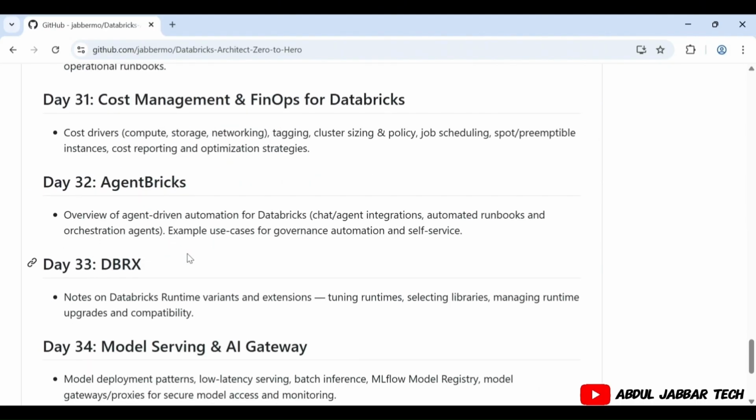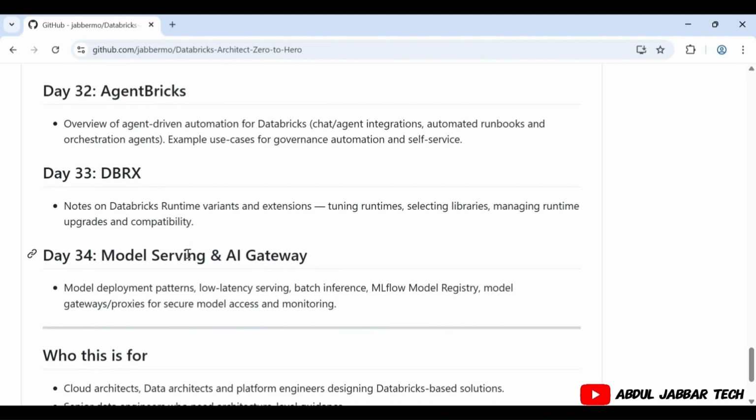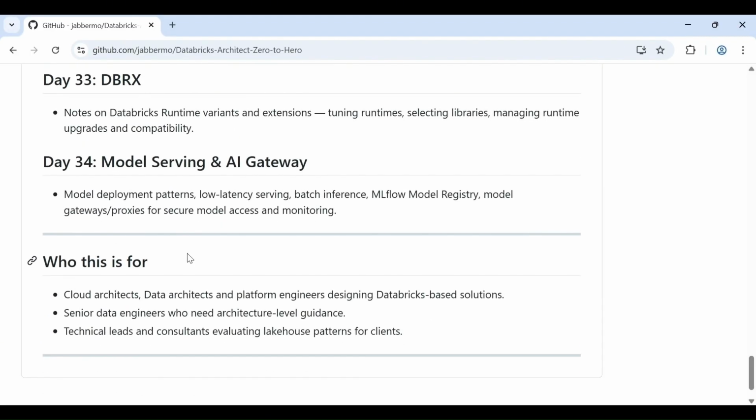And day 32 we'll look at Agent Bricks, and on day 33 we'll look at DBRX. And then last but not the least, on day 34 we'll look at model serving and AI Gateway. So a lot of exciting stuff coming up, a lot to learn.